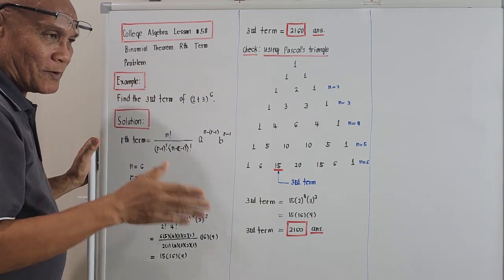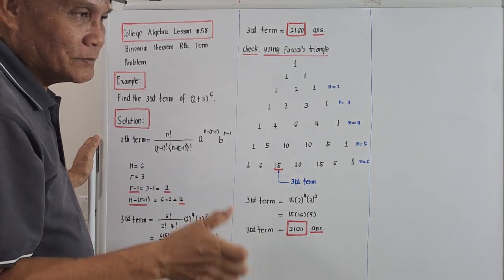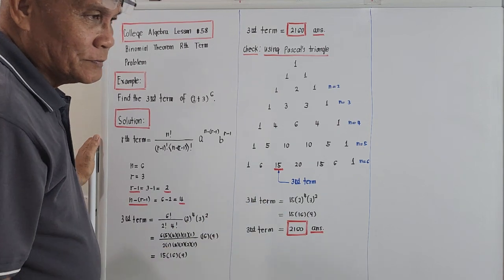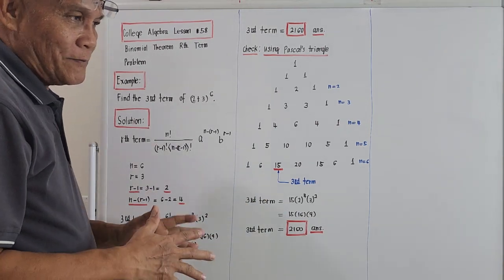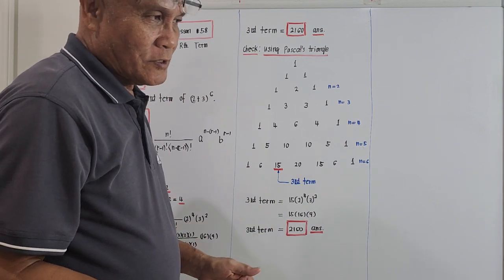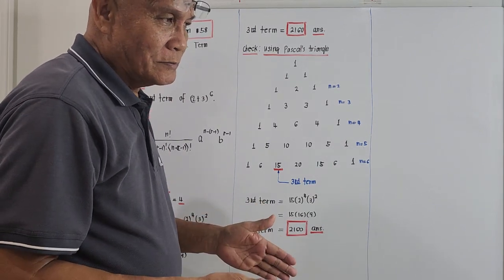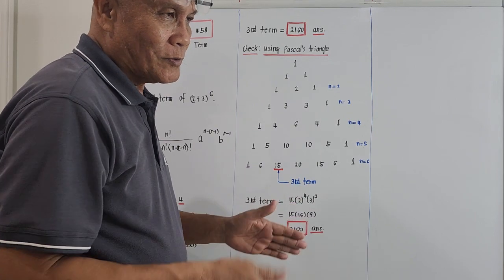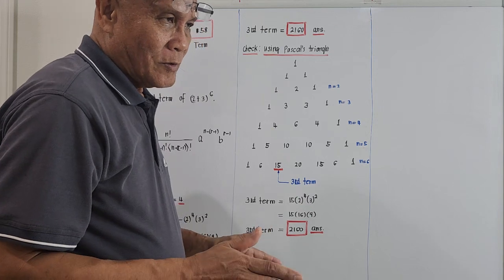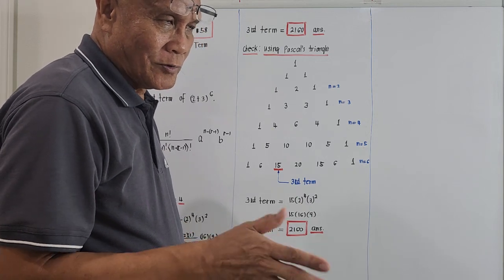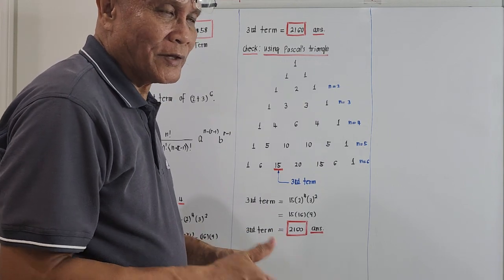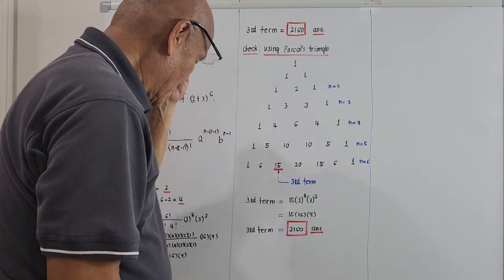We will be solving a problem involving the rth term formula. Meaning, if we are given the expansion of the binomial and the problem is asking for the nth term or rth term, we could solve for that by using one of the formulas under binomial theorem, or to check the validity of our answer, we could use Pascal's triangle. Okay, let's proceed.